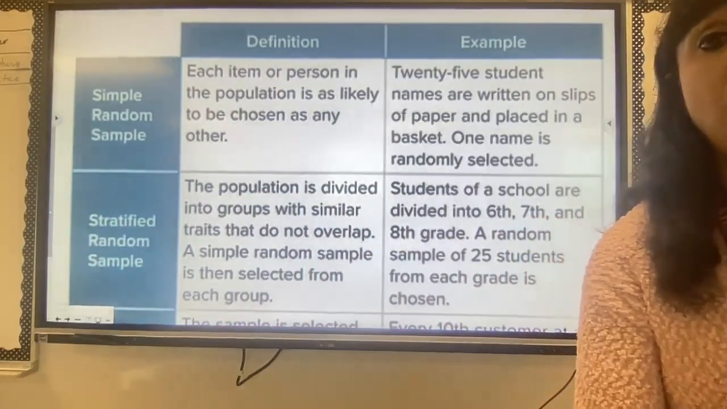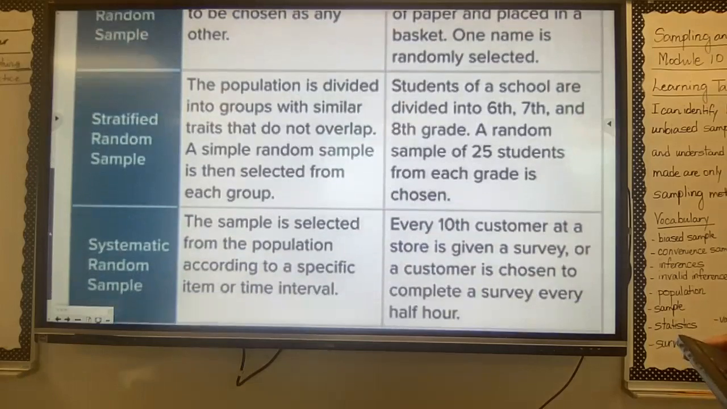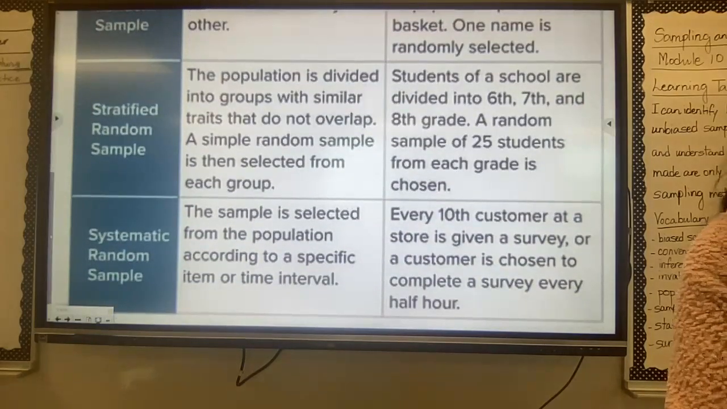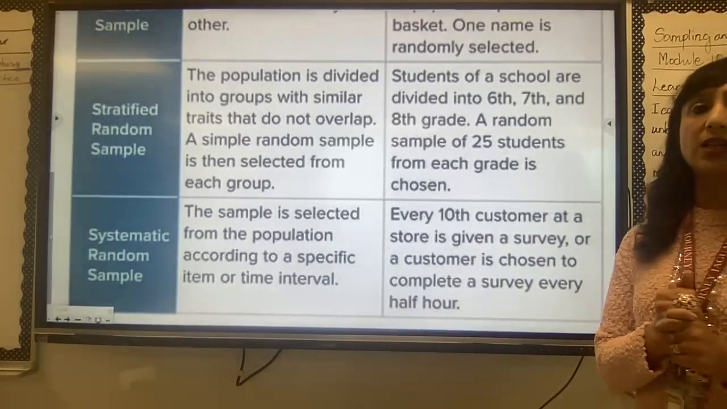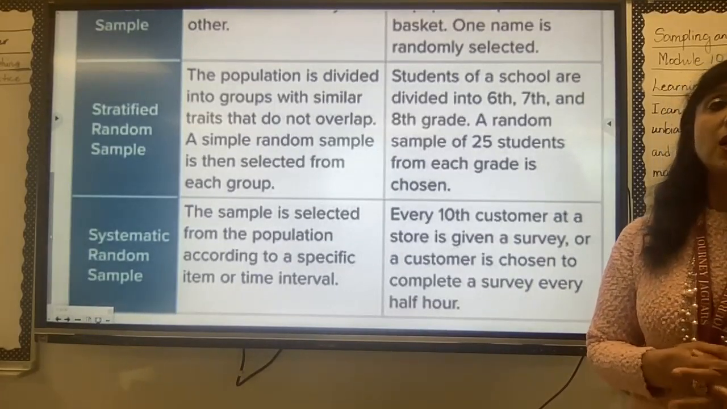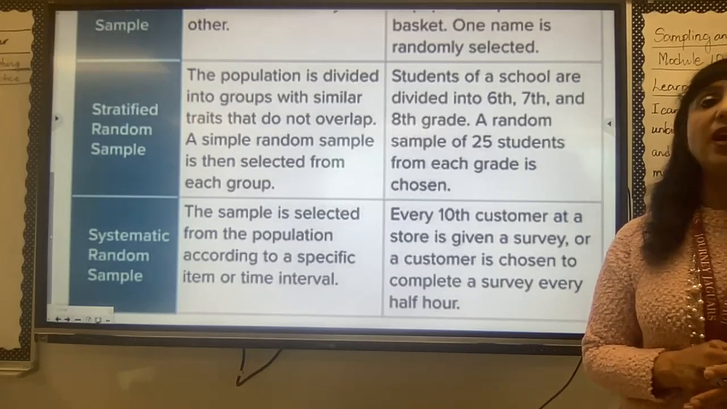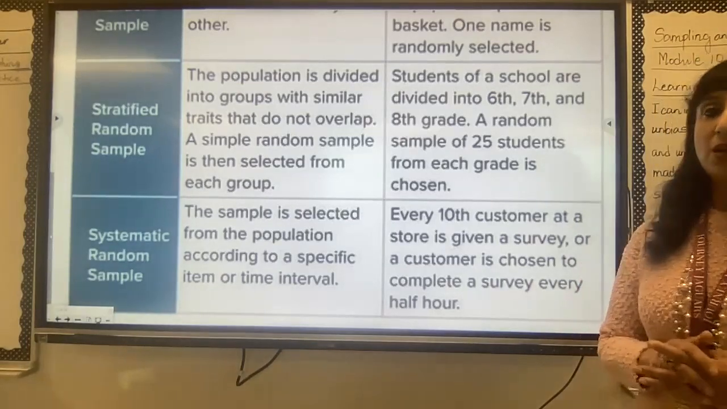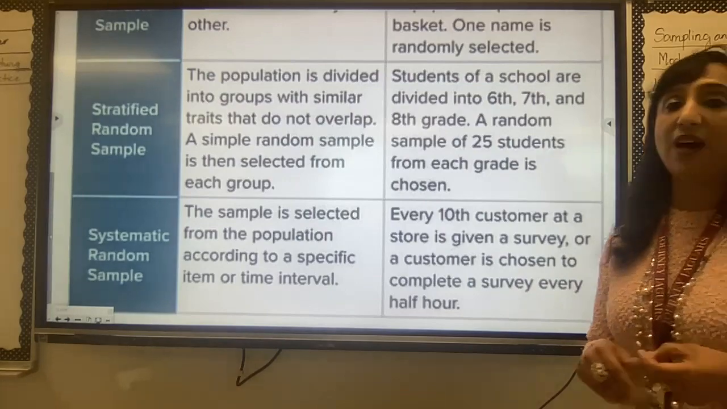Then let's look at the last one, which is a systematic random sample. In the systematic random sample, the sample is selected from the population according to a specific item or time interval. So, for example, every 10th customer at a store is given a survey, or a customer is chosen to complete a survey every half hour.